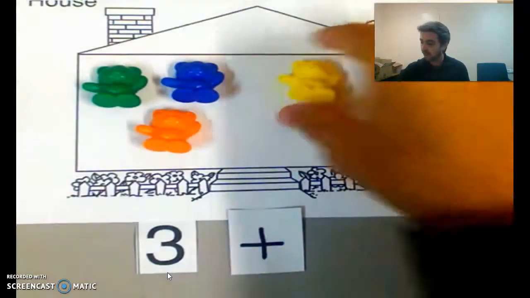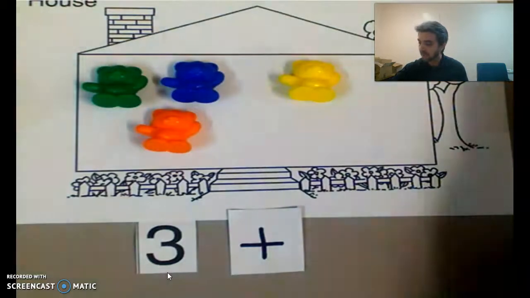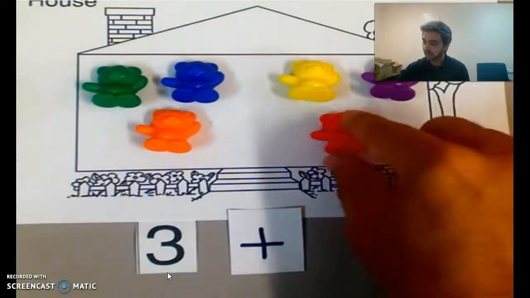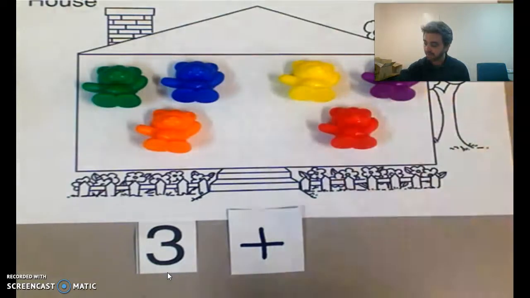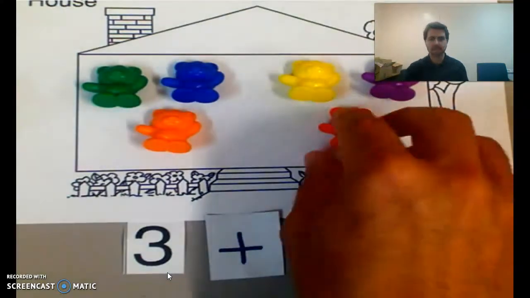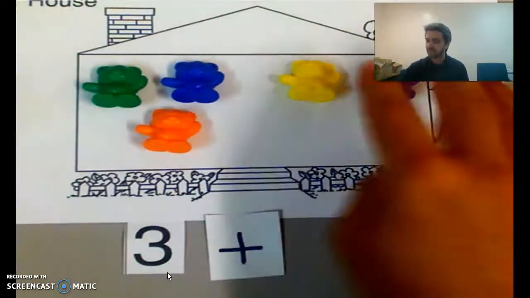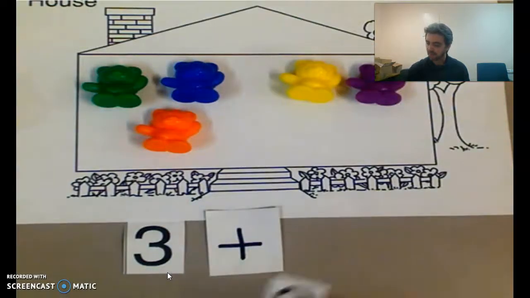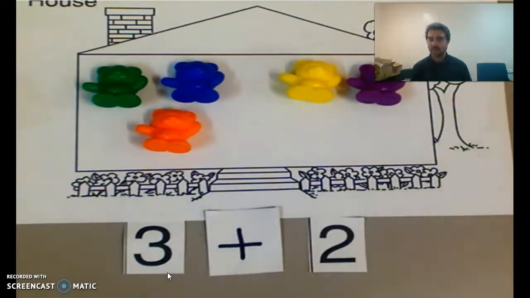All right, so we got 1, 2, 3 more bears. We have 3 plus, actually not, let's not do 3, let's do 2. Sorry, let's do 2. So we have 3 plus 2 more. Okay, and that gives us how many bears?